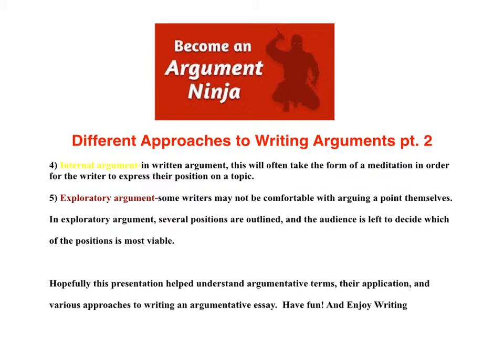Different approaches to writing arguments, Part 2. The fourth type of argument is an internal argument. In written form, this will often take the form of a meditation in order for the writer to express their position on a topic.